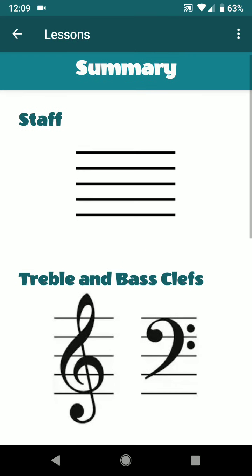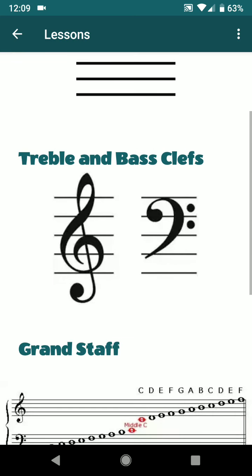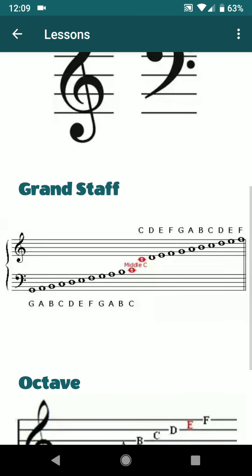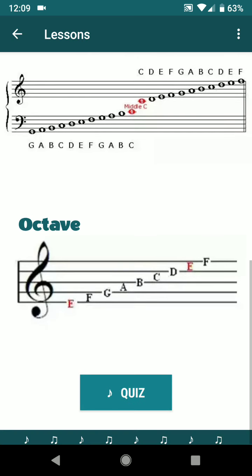So a staff is made up of 5 lines and 4 spaces. There are 2 basic clefs that we need to know right now, which is the treble clef, which is higher, and the bass clef, which is lower. When put together, it creates the grand staff, with middle C being stuck in a line in between. An octave is made up of 8 pitches.